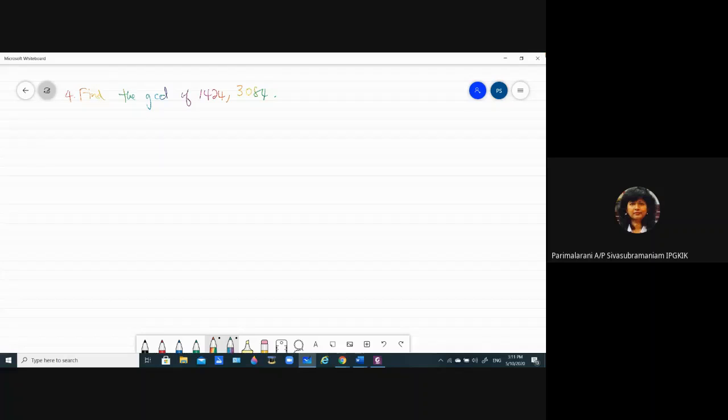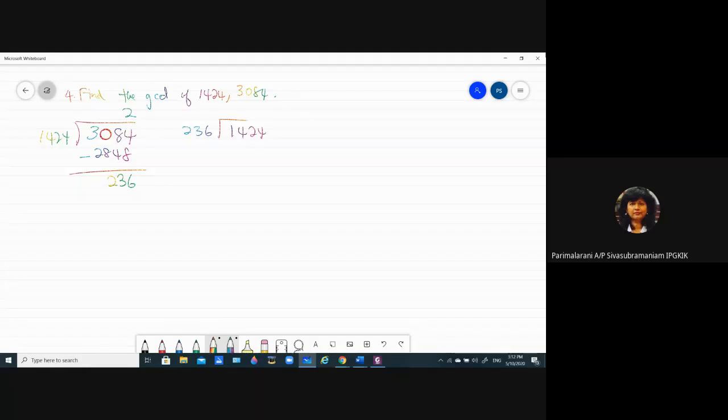Okay, so we have two numbers. Although the numbers seem quite large, they can be done quite easily. So we take the larger of the two numbers, divided by the smaller of the two numbers. So 1424 can go into 3084 two times. Okay, so this will give us 2848. If we minus this, we get a remainder of 236.